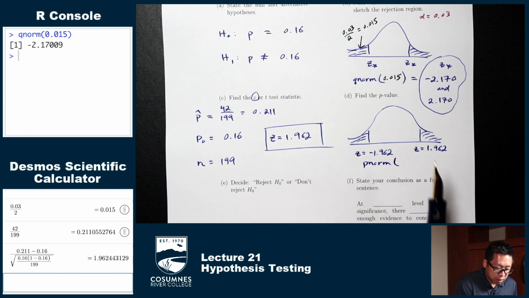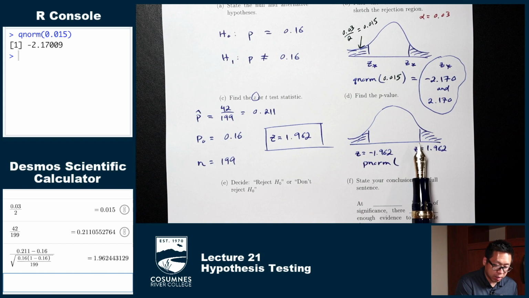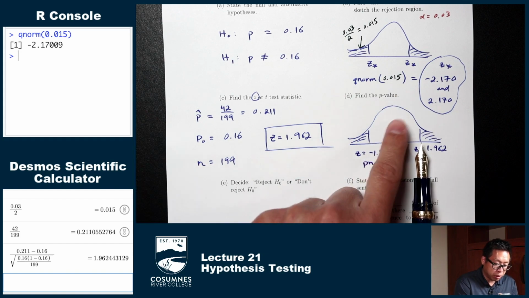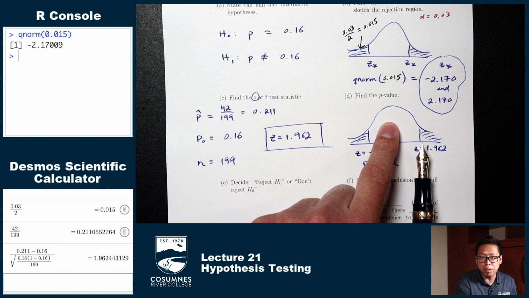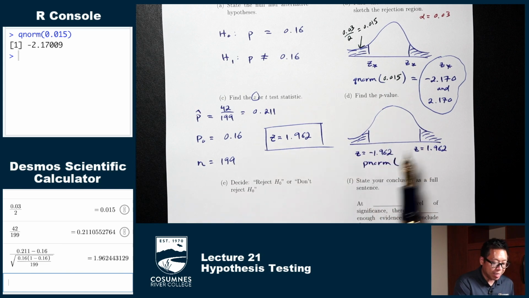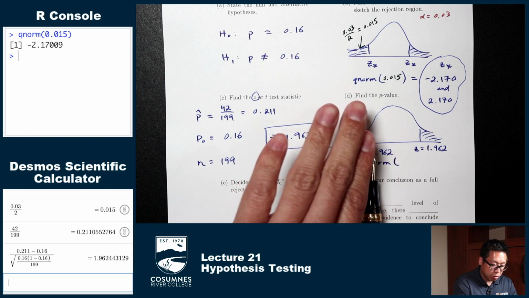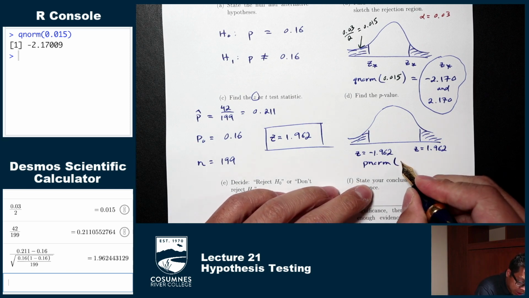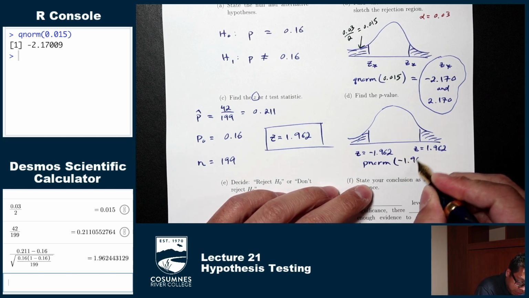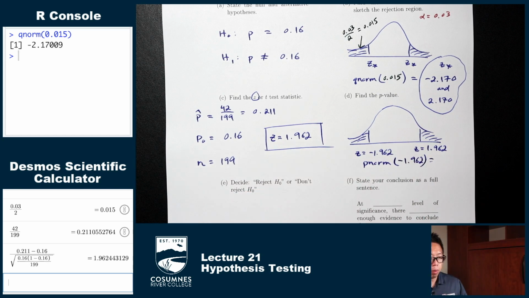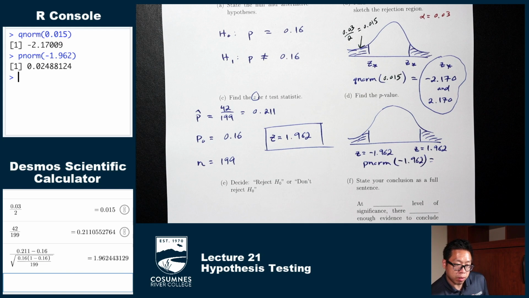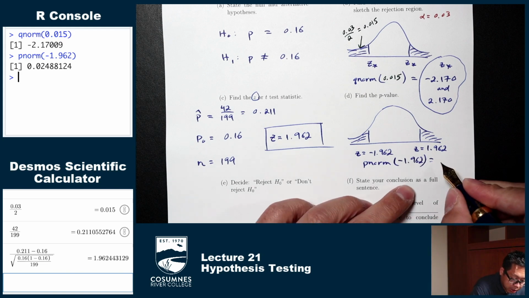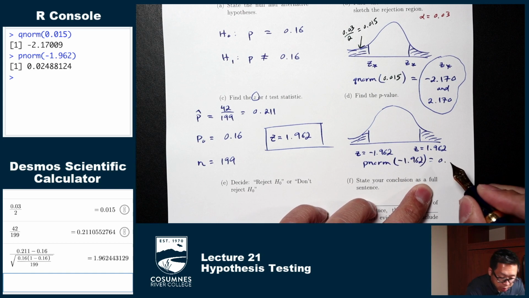So I don't want to plug in the positive Z, because if I put in positive Z, it's going to give me the area to the left of it, which includes this unshaded part in the middle, which I don't want, right? So plug in the negative version. If I plug in the negative version, it will give me only the shaded part. Okay, so we're going to plug in negative 1.962. So pnorm of negative 1.962, and that gives me 0.025, rounded to 3 decimal places.